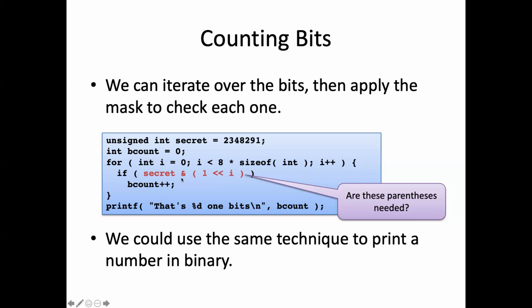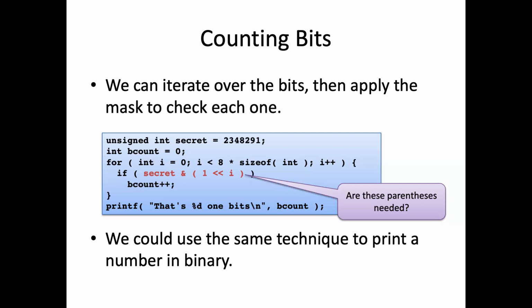Anything that's 0 would be false. Anything that's non-zero would be true. And then at the end, I report how many 1s were in that number. You could do this to do a lot of different things where you wanted to look at individual bits in a value one at a time.